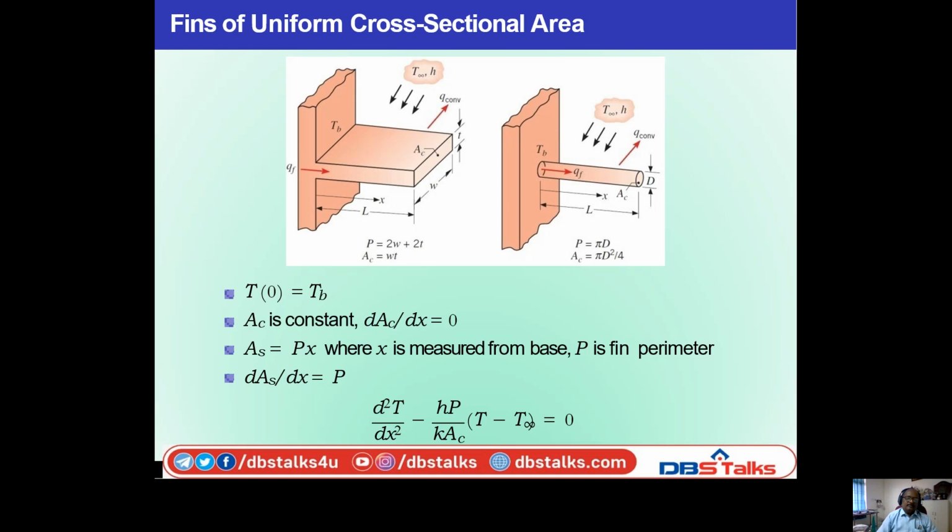And AC is the cross section of this fin. So how is the cross section? The perimeter into the thickness, if you take a small element. The differential of the cross section, dAc, equal to 0, that means it's a uniform cross section. The cross section is not changing. It is a constant. So the cross-sectional area is P into X, where P is the perimeter. And this will be the governing differential equation.